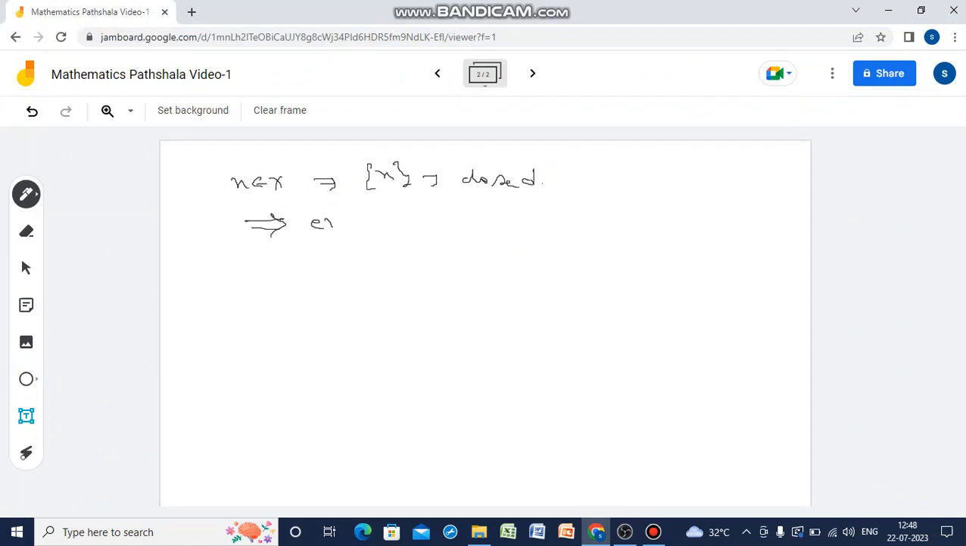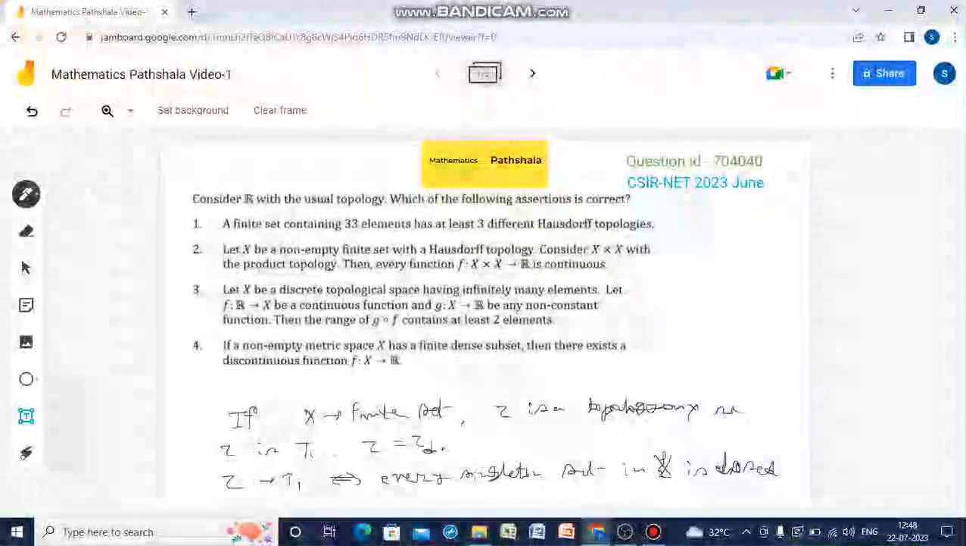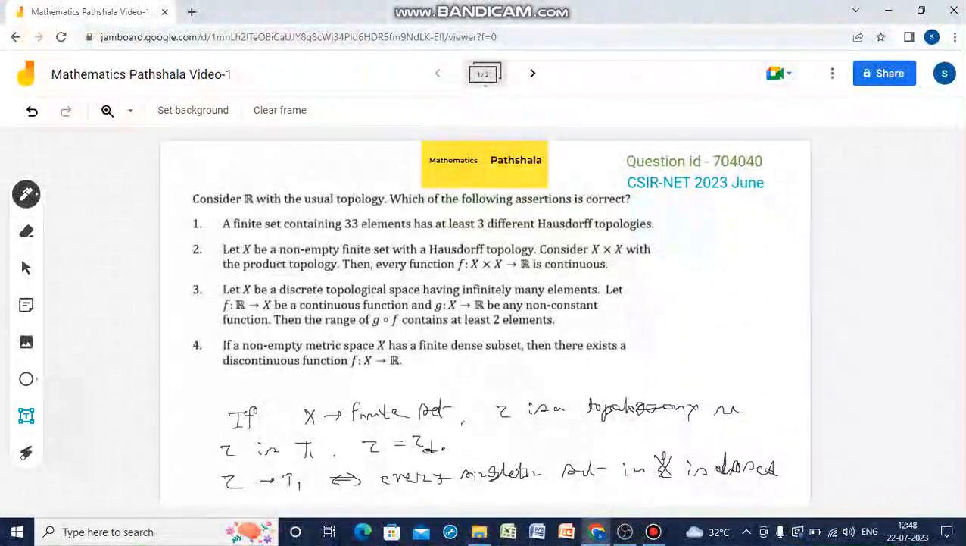It will imply that every finite set in X is closed. Why? Because if we take A any finite set, then we can express A as the union of singleton elements of this set, x belongs to A, and all these singleton members are closed, and since this is a finite union of closed sets, it will be closed. So we have that our topology tau is T1 if and only if every finite set in X is closed.